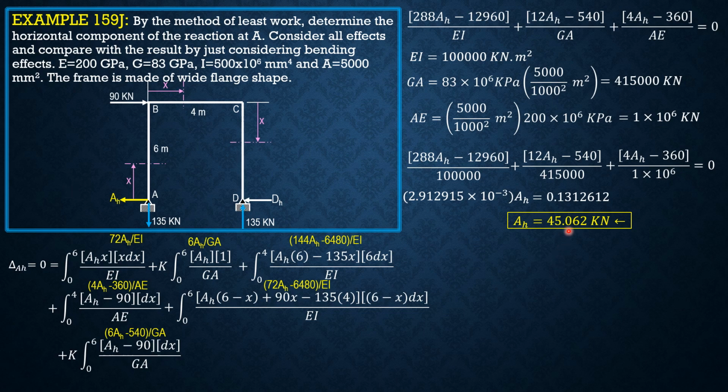Then that is considering all effects. Considering bending moment only, we just set this bending contribution to 0. So AH is 12,960 over 288, and that is equal to 45 kilonewtons leftward for bending only. So comparing the two, we can say that in our next example involving frames, we will ignore all other effects such as shear and axial, because the answers here are almost the same. So that's it. In the next example, we will ignore all other effects except bending for frames.